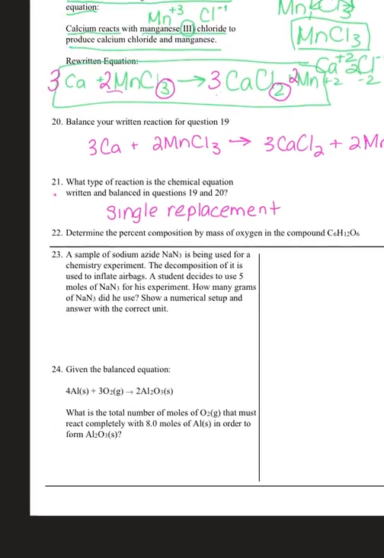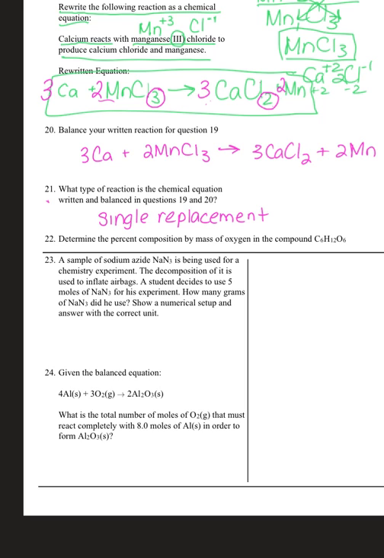23. A sample of sodium azide, NaN3, is being used. Okay, let's see what we need. We have 5 moles of this. The question is how many grams of this? It wants a numerical setup and the answer and the unit, okay? So these are the things we need. We have a decomposition reaction. Doesn't matter. We're looking for how many grams of NaN3 are equal to 5 moles.